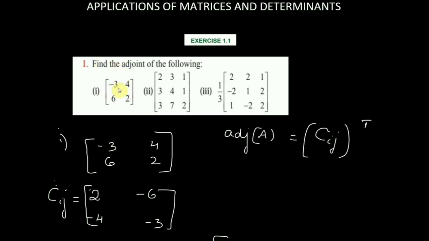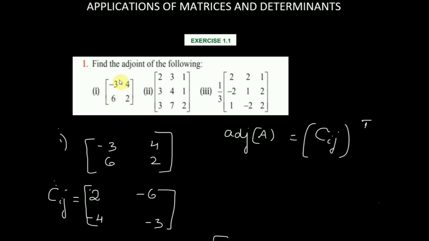So how do you find the cofactor matrix? Let us find the cofactors of all the elements. So let us find the cofactor of minus 3. Cut this row, cut this column, and you have 2. So just write that 2. Now come to this number 4. Cut this row, cut this column, you have 6.